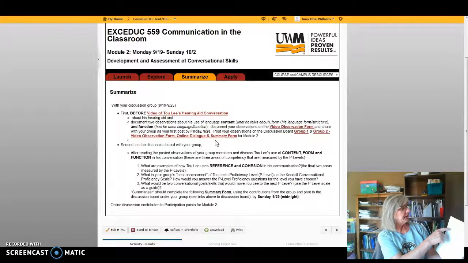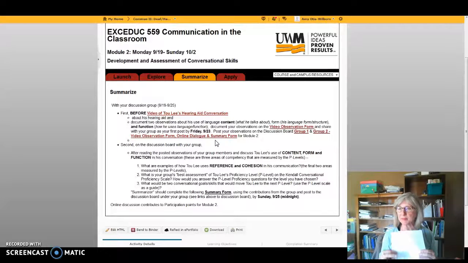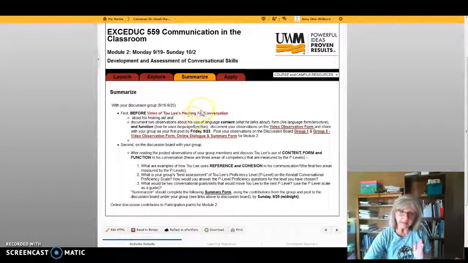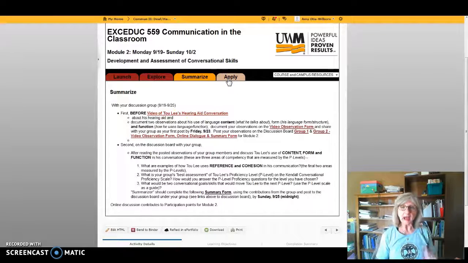And you have a place to put an example of content, form, use, which is function, reference, that's the 4th area, and cohesion. You'll learn what those areas are as you read about the P levels. And then as a group, come up with a couple of ideas for communication goals based on what you observed. That's Summarize, and that's by Sunday night.